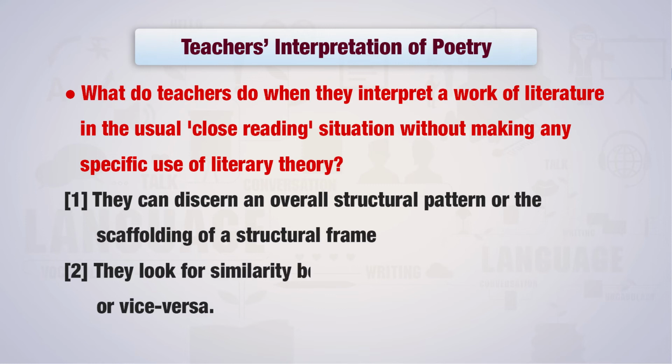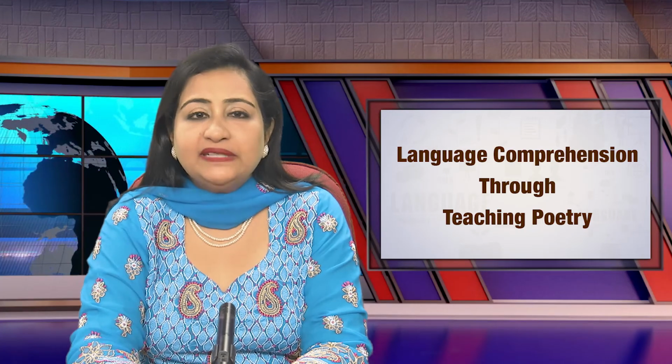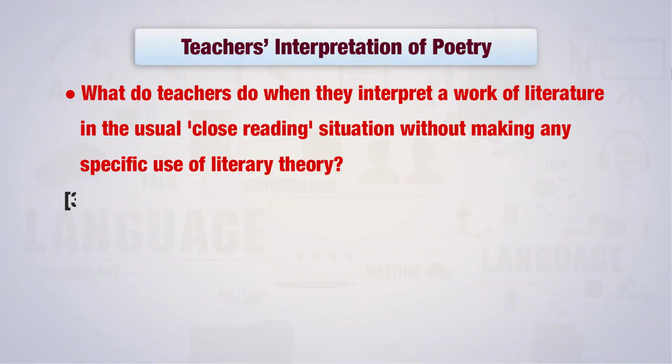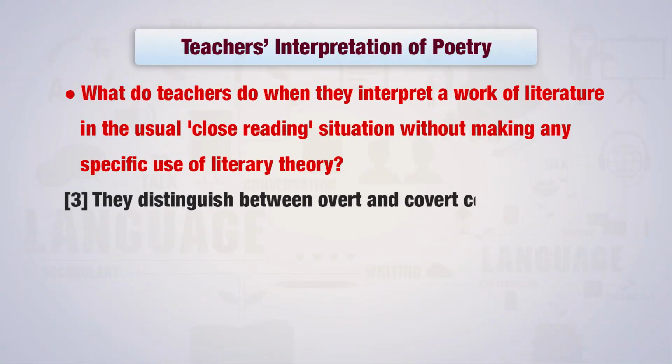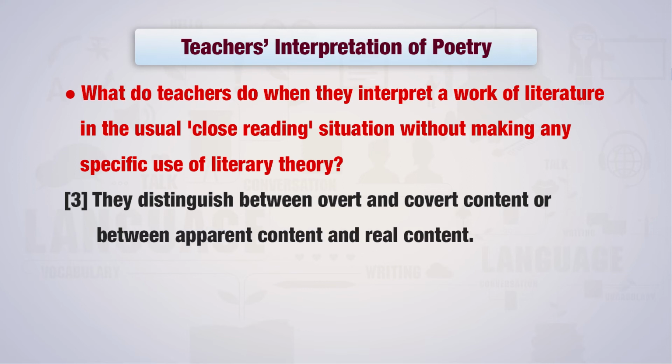Second, teachers can look for the apparent similarity beneath the dissimilarity. We can look at two elements like the tiger and lamb first as opposites of each other, but at the same time as complements of each other. They are not contradictory, they are contrasting but complementary. The third, we can distinguish between overt and covert meaning, between apparent content and real content. The outermost and most obvious meaning should be read first and then the deeper meaning next.